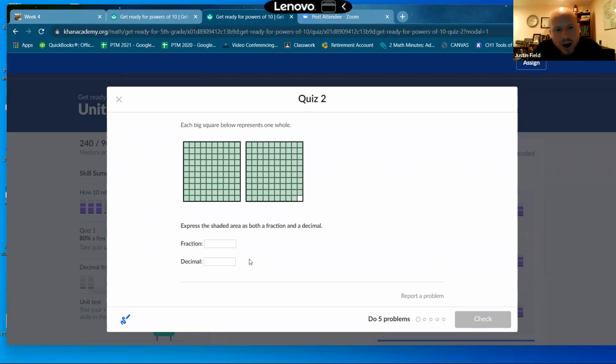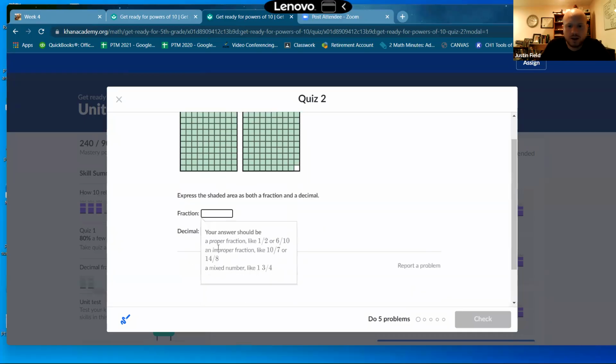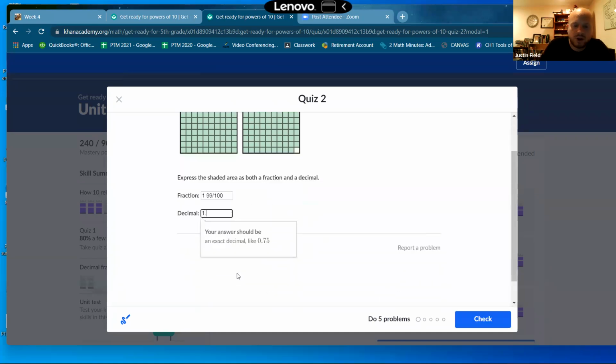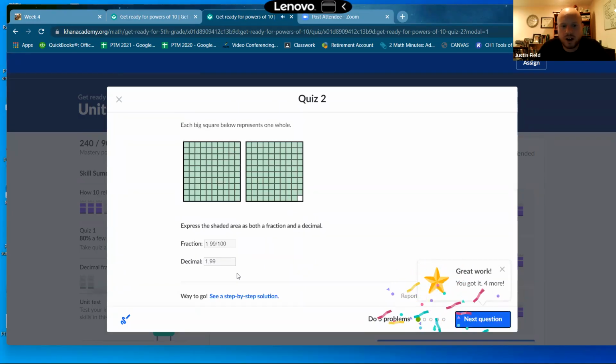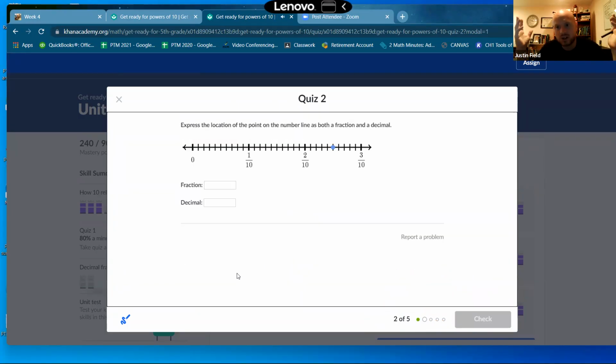Okay. Each big square below represents one whole. Express the shaded area as both a fraction and a decimal. And so we have 1, and then there's 100 little tiny squares, and 99 over 100. Proper fraction or an improper fraction? A mixed number. Okay. And the decimal would be 1.99. A good one. Now we're getting into decimals. So decimals, you want to think of those big blocks with all the little unit squares.